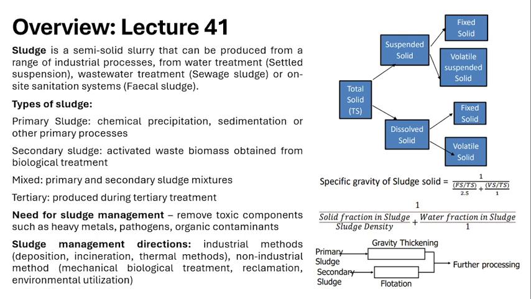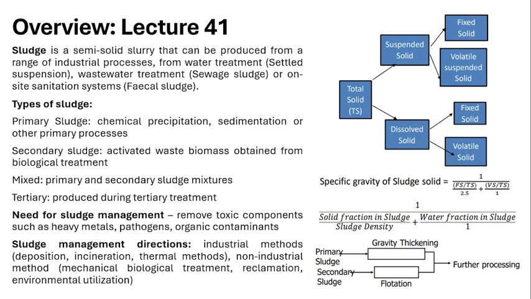So now we will move on to this big lecture. This big lecture is about sludge management. So initially, we should know what is the sludge, right? A sludge is a semi-solid slurry that can be produced from a range of industrial processes. So here, the sludge is obtained from different treatment steps. It can be produced from the primary treatment, or from the secondary treatment, or it can also be from the tertiary treatment.